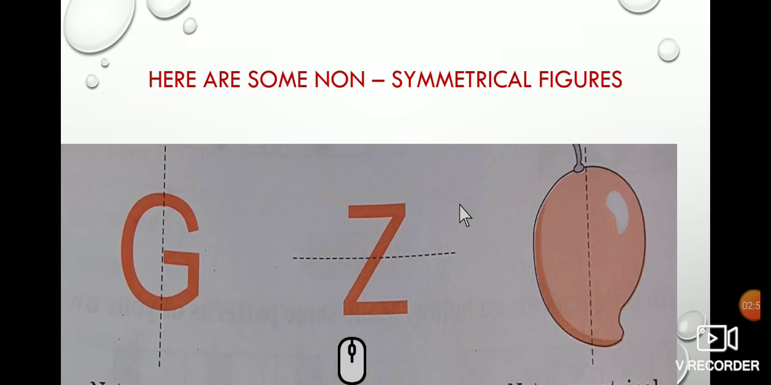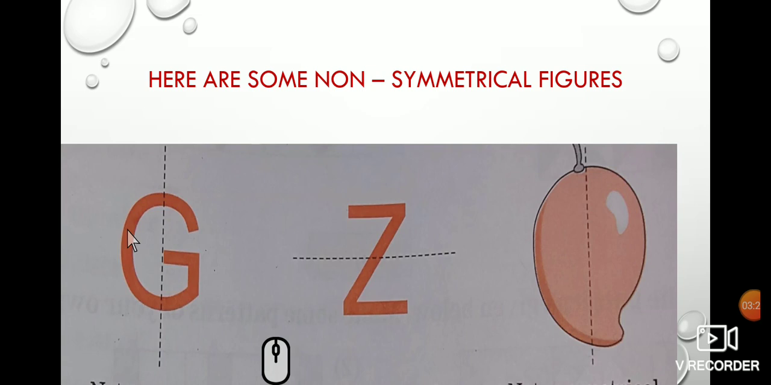Look here, children, here are some non-symmetrical figures. Look at the first alphabet, G. There is a center line in between. Can you see both the sides are different? So, when they overlap, they won't exactly fall on each other. So, this is a non-symmetrical alphabet or non-symmetrical object.